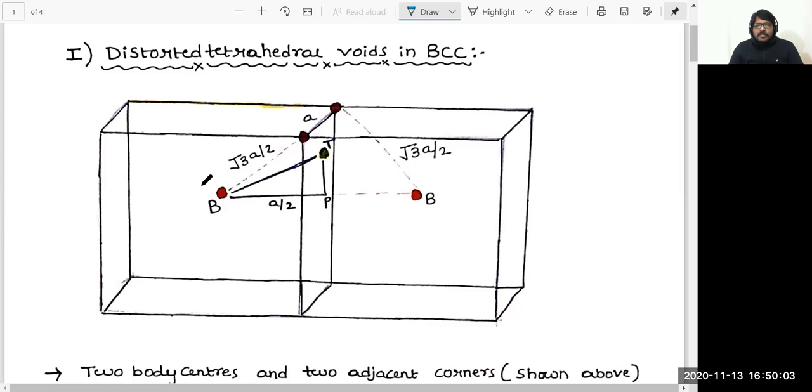So here, this is the first unit cell and this is the second unit cell. And this is a body-centered particle. This is a body-centered particle. And this is a corner particle. And this is also a corner particle.